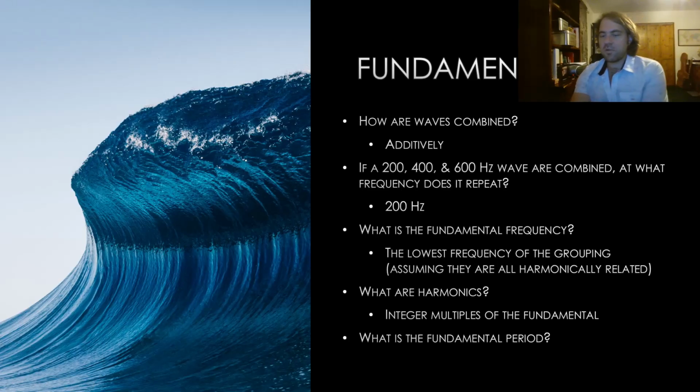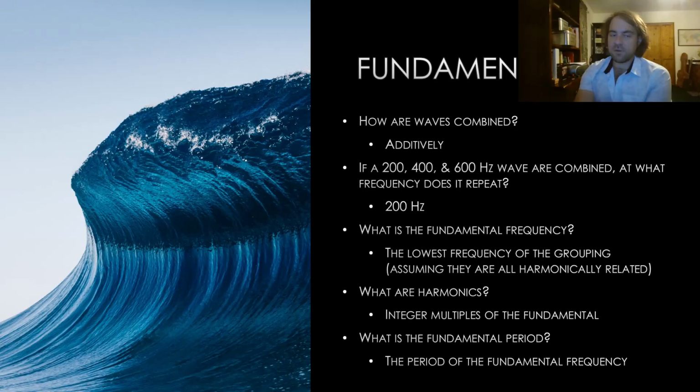They're integer multiples of the fundamental frequency. So you take 200, you multiply it by integers, which is like whole numbers: 1, 2, 3, 4, 5, 6, 7, 8, 9, and so on. Those are the harmonics. So if you have 200, it's 200, 400, 600, 800, 1,000, 1,200, 1,400, 1,600, 1,800, 2,000, and so on. What is the fundamental period?